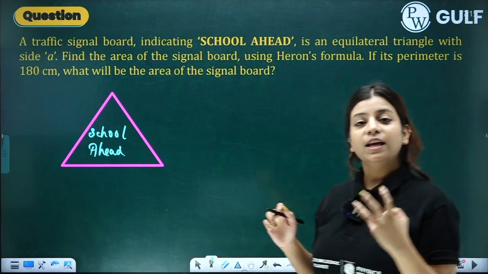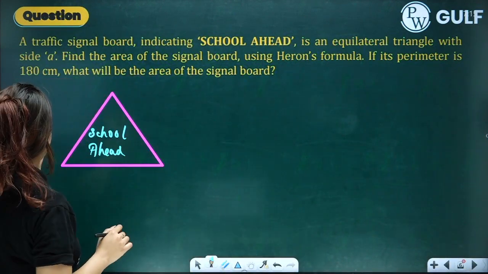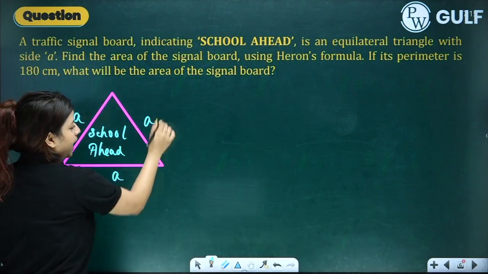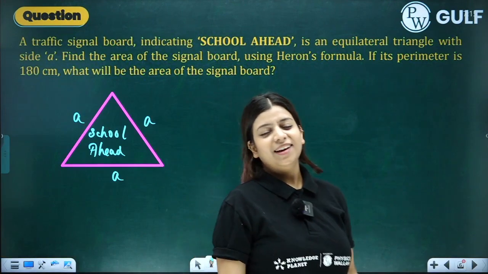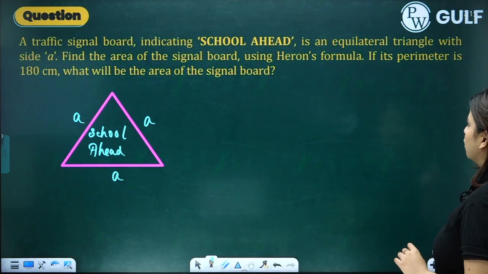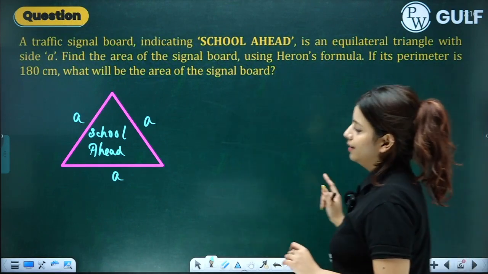So we know that an equilateral triangle is a triangle with all sides equal. If this side is A, then this side will also be A, and this particular side will also be A. Find the area of the signal board using Heron's formula if its perimeter is 180 centimeter. What will be the area?